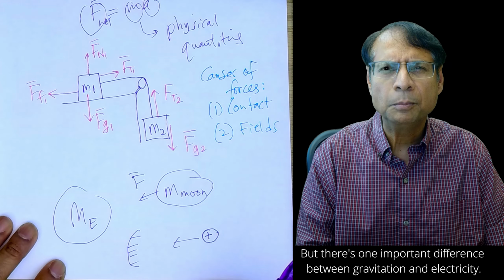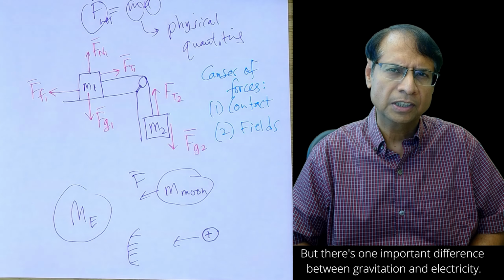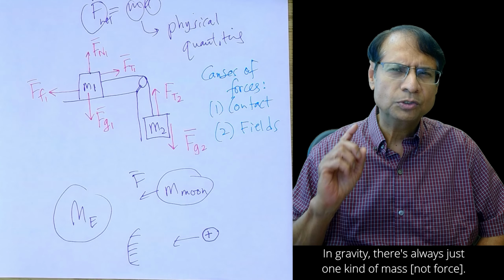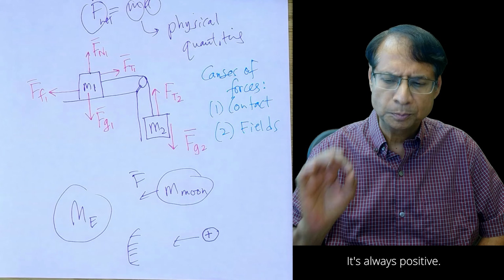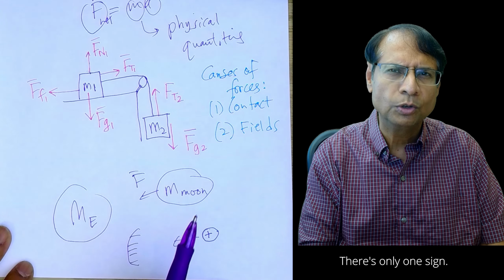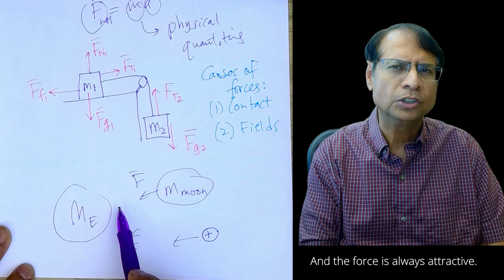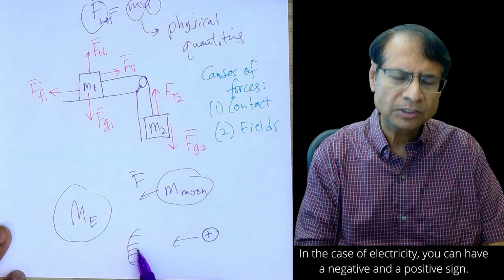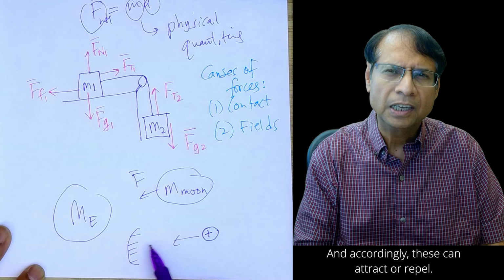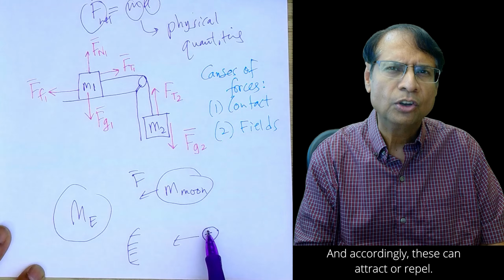There's one important difference between gravitation and electricity. In gravity, there's always just one kind of force. It's always positive. There's no such thing as a positive and negative mass. There's only one sign, and the force is always attractive. In the case of electricity, you can have a negative and a positive sign, and accordingly, these can attract or repel.